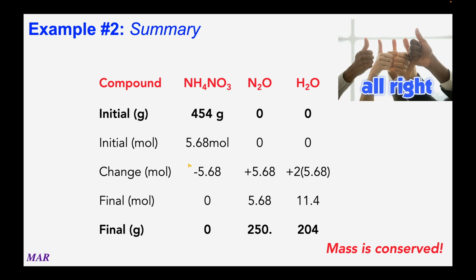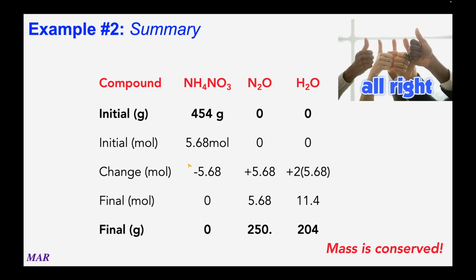The ratio of N2O to ammonium nitrate was 1 to 1, but to water, if you remember, it was 2 moles of water for every mole of ammonium nitrate. That's why we multiply it by 2. So at the end, you have 11.4 moles of water, twice as much as the N2O, 5.68. And if you multiply those mole amounts by their molar masses, you get 250 and 204 grams.